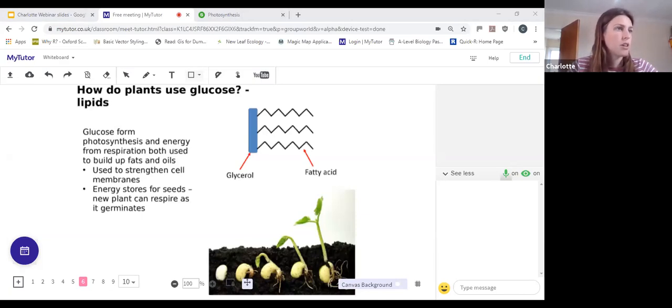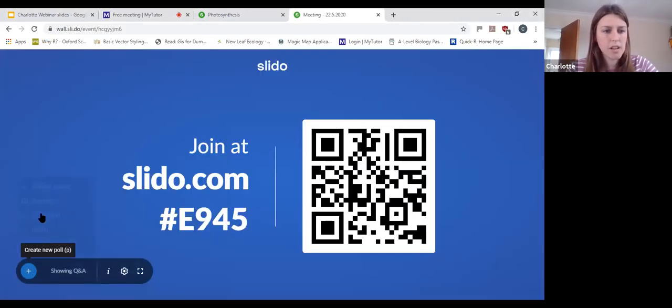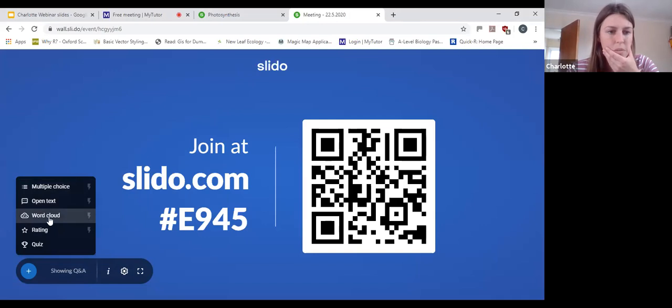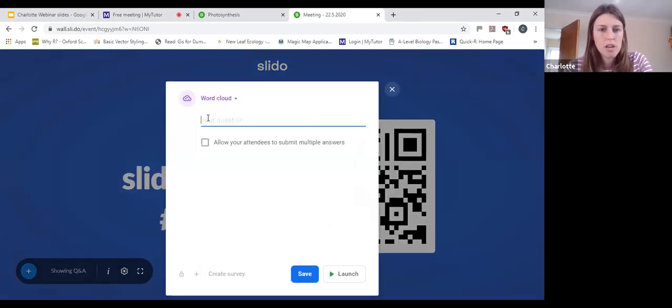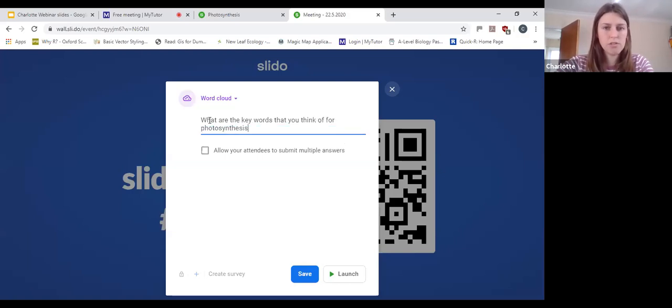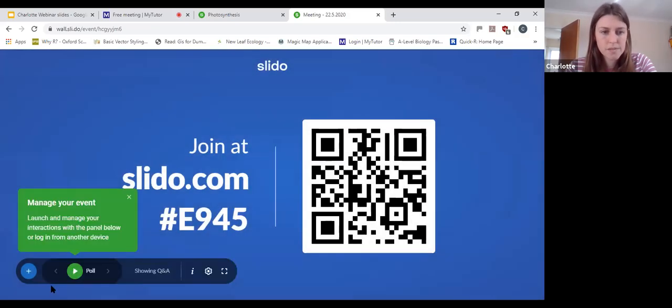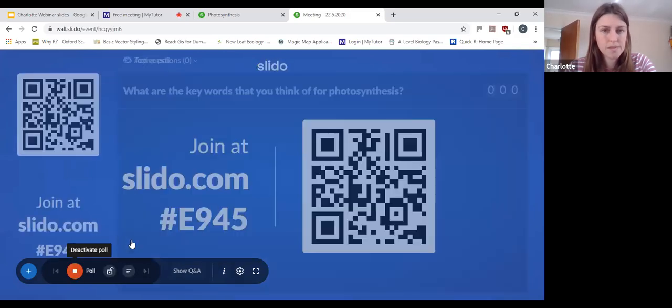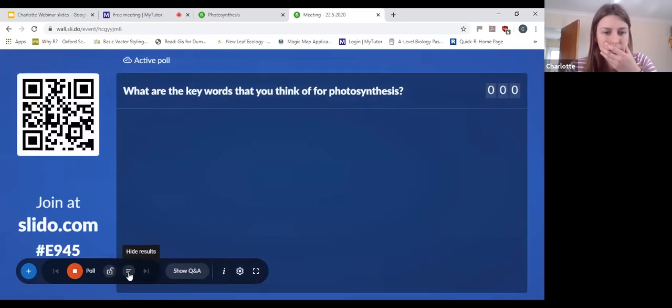Oh, let's do that Slido before I forget. Pop this in here, and then I'm going to do a word cloud. What are the keywords of photosynthesis? That's open. Now, oh, I can't remember how I share it to you from here.